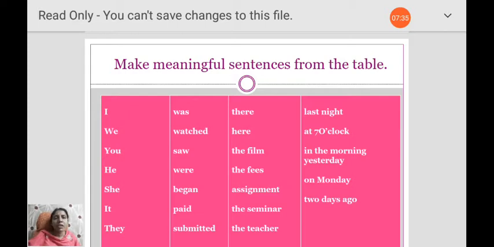But I think "it paid the fees" is wrong. Generally it won't pay the fees. So when you are making sentences, see that the meaning is appropriate. "It" is used for objects and animals, so it may not pay the fees. That's why try to avoid such kinds of sentences. Now we have made some sentences. Now try to understand the structure of the sentence.